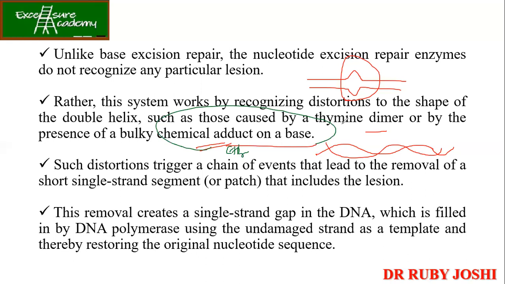Now you understand which kind of damage is repaired by which repair mechanism; you need to correlate like that. Such distortion triggers a chain of events that lead to the removal of a short single-strand segment that includes the lesion. So what they're saying is that wherever there is a problem, that particular patch will be removed and replaced. This removal creates a single-strand gap in the DNA, filled by DNA polymerase, and later ligase will come and restore the original nucleotide sequence.